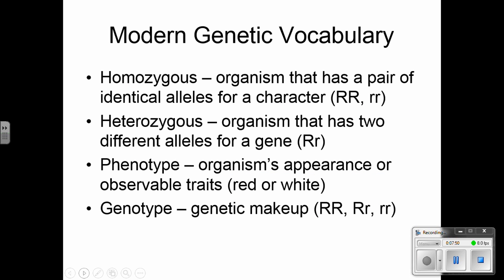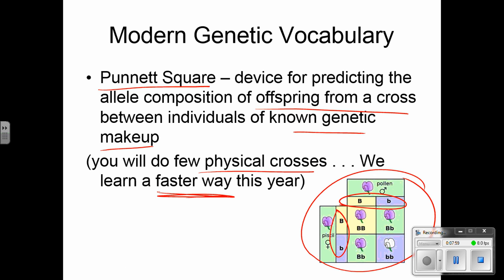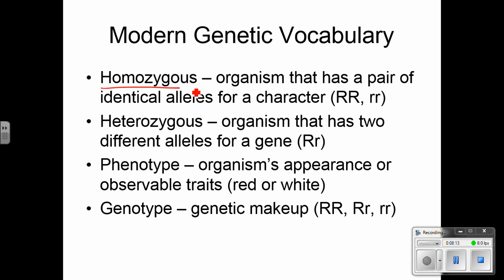So let's get a couple of pieces of vocabulary down. If you don't know this vocabulary, it's going to be very hard to determine what these alleles are here. If I tell you heterozygous and you don't know that means one capital and one lowercase letter, you're going to be lost. You can't do the Punnett square because you don't even know how to set up the Punnett square. So make sure you feel these terms in your brain. Homozygous, an organism that has a pair of identical alleles for a character. So what we're talking about here is some kind of trait we're looking at. So 2 big R's or 2 little r's. This means that they're dominant, and this means that they're recessive.